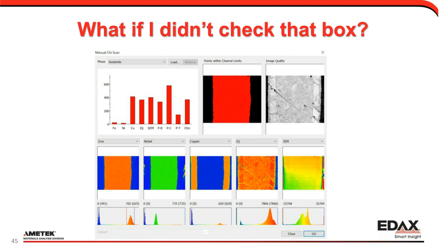If I don't move the bars, I don't include them. So in this case, in the IQ map and the SEM map, I'm like, I don't care about you. I don't want to use you as a factor. And because of that, I'm not going to move my bars. In the end, what you can see up here is you're going to get a point within the channel limits box up on the top middle there. In this case, I can see the red ones. Now I can actually look at it.